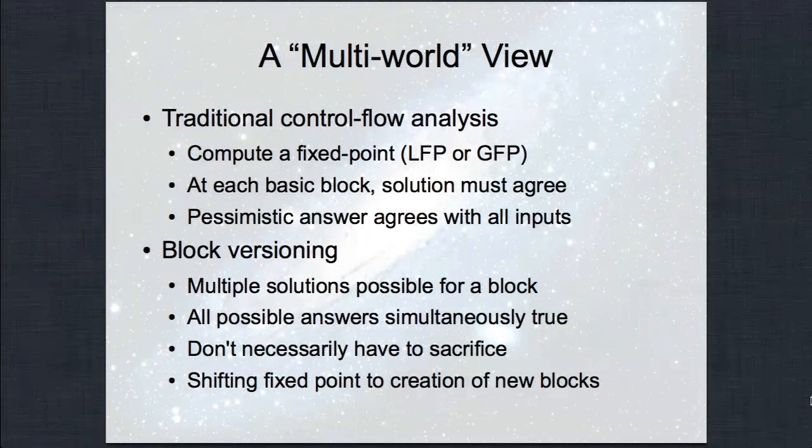So one way to see this is that traditional compilation and control flow analysis compute a fixed point, basically. At each basic block, I want to have solutions that agree for all incoming control flow edges. So I want to have an answer that is pessimistic and that agrees with all the possible inputs. If we do block versioning instead, we allow for multiple possible solutions to be true for a block at the same time. And we don't necessarily have to sacrifice and pick a pessimistic solution. So we're basically shifting the fixed point from the analysis to the creation of new blocks. We're doing a fixed point on the versioning of blocks instead.